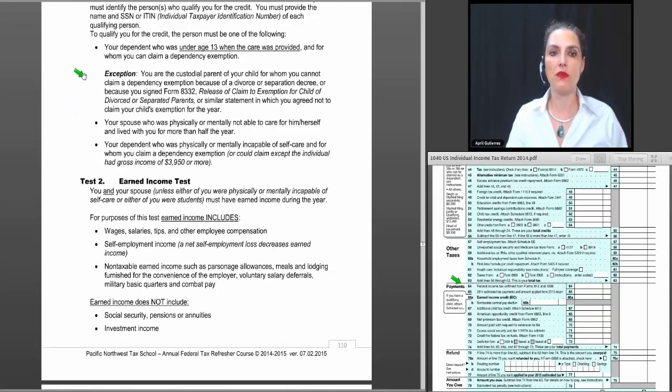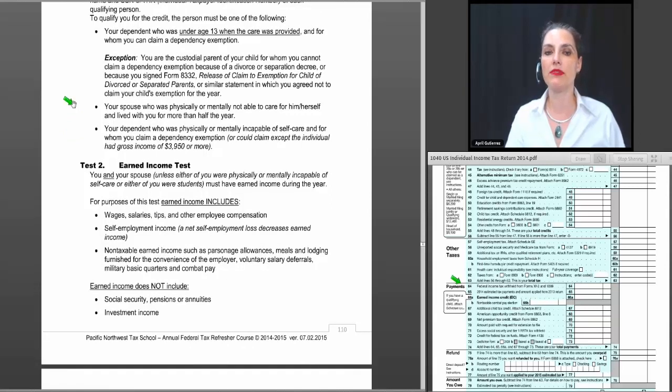There is an exception. You are the custodial parent of your child for whom you cannot claim a dependency exemption because of a divorce or separation decree, or because you signed Form 8332, Release of Claim to Exemption of Divorced or Separated Parents, or a similar statement in which you agree not to claim your child's exemption for the year. Your spouse who was physically or mentally not able to care for himself and who lived with you for more than half the year, or your dependent who is physically or mentally incapable of self-care and for whom you claim a dependency exemption, or could claim the individual as a dependent except their income was above the exemption amount for the year.